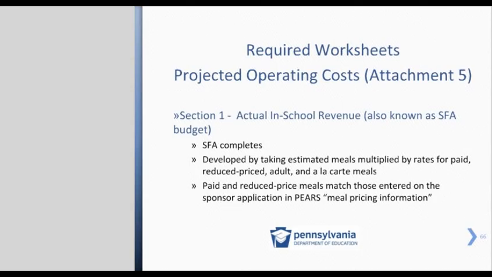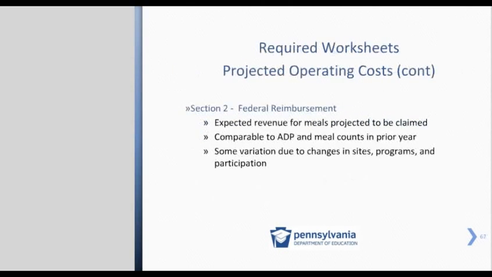Meal pricing information. Section 2 of the POC is the federal reimbursement section. This section is completed by the SFA. Here you would enter the expected revenue for projected meals to be claimed. This is comparable to the average daily participation and meal counts for prior years. By referring to your previous year's contract or prior year's claims, it should help you to estimate your count, taking into consideration that there may be slight variations due to changes in sites, such as a school closing or opening, a new school, or the number of children participating in the program.